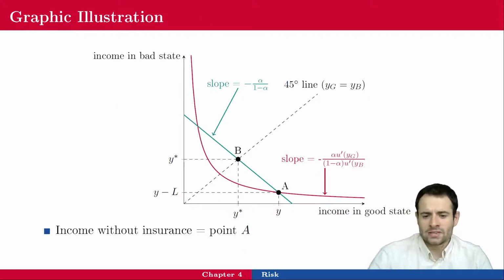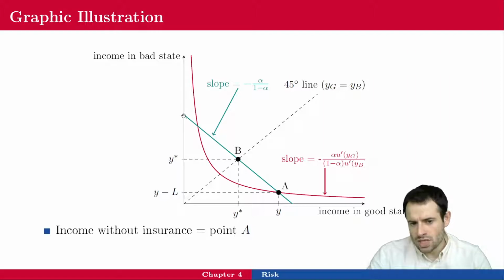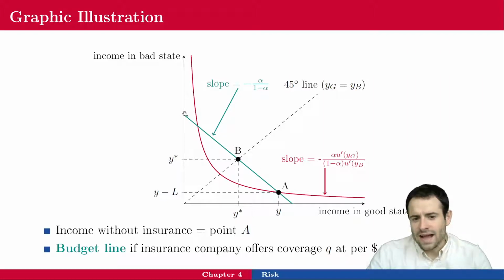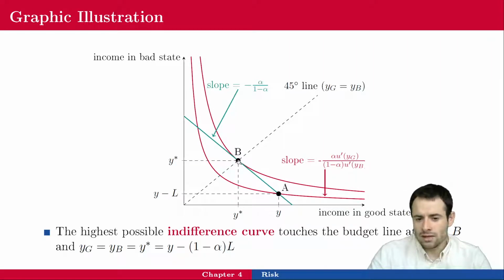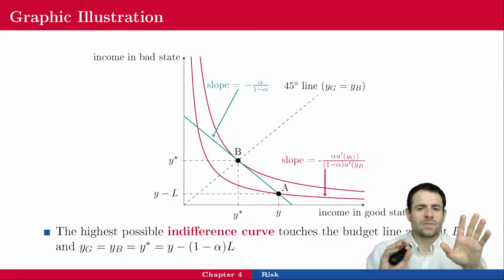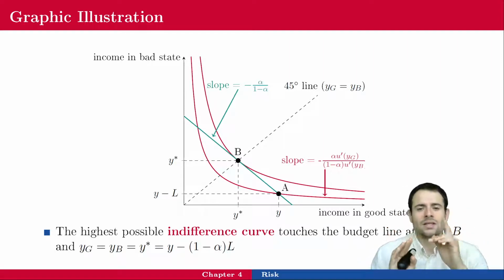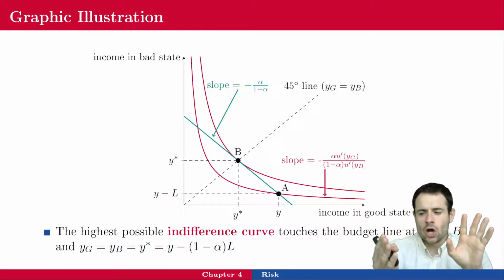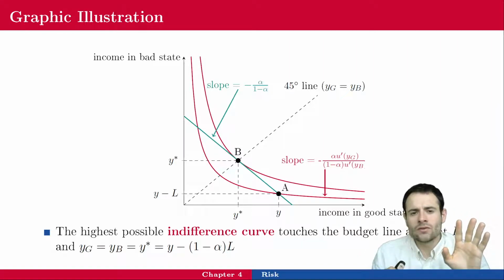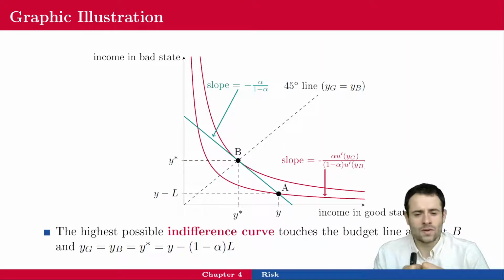And on a graph, we find that once we show the budget constraint under insurance, this blue line, the highest possible indifference curve is going to touch the budget line at point B. And at point B, the x coordinate here is equal to the y coordinate. That corresponds to full insurance. That means that whether something good happens or something bad happens, the consumer will always have the same amount of money in his pocket. In one case, he pays the insurance company and that's it. In the other case, he pays the insurance company, then a loss happens, but he gets the full amount of the loss paid back to him. The end result will be the same. That's what full insurance is about.